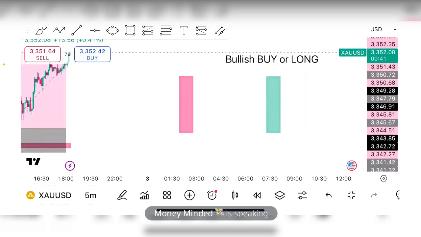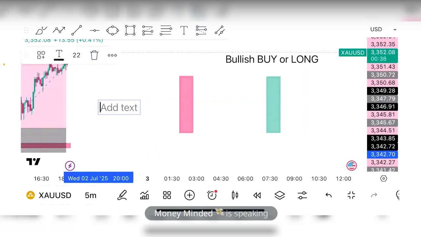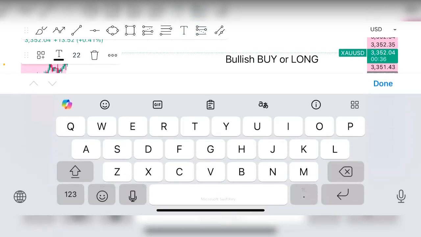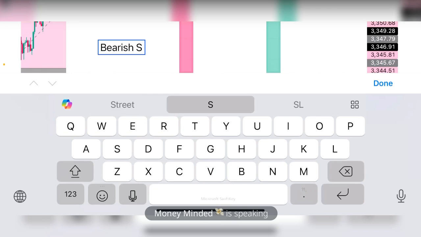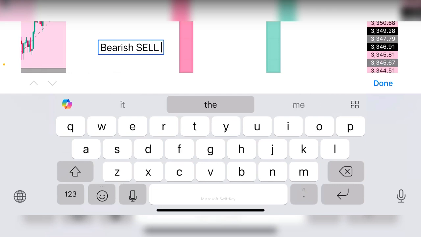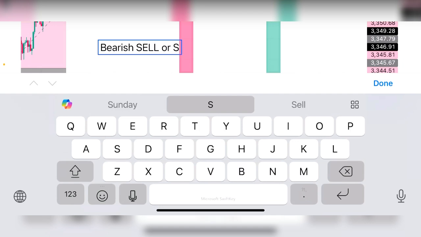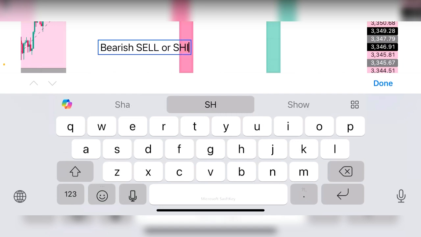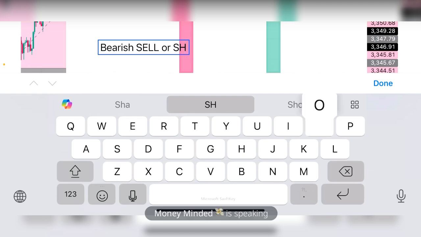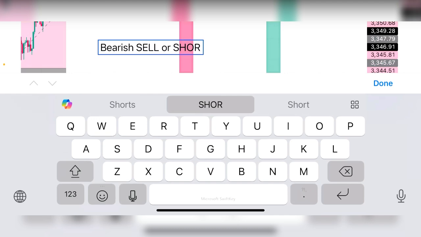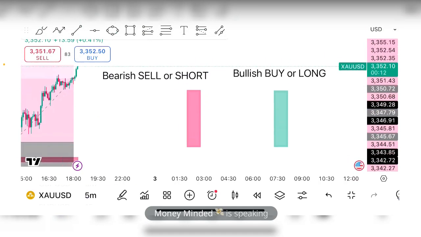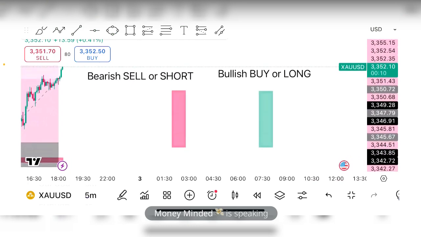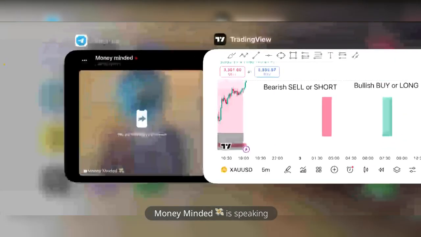The red candlestick is known as a bearish candlestick. That is what the red candle is known as, which is sell or short. That is what the red candle represents. Sell or short. The red candlestick is a bearish candle. The green is a bullish candle.